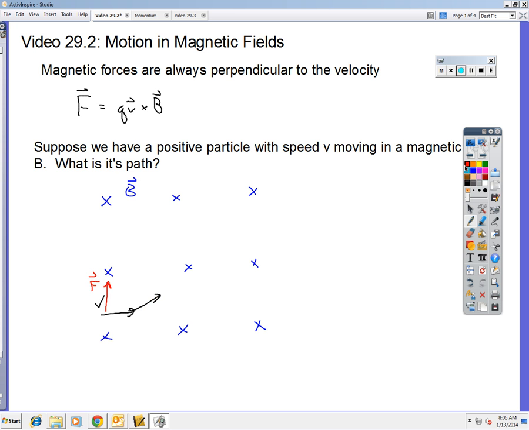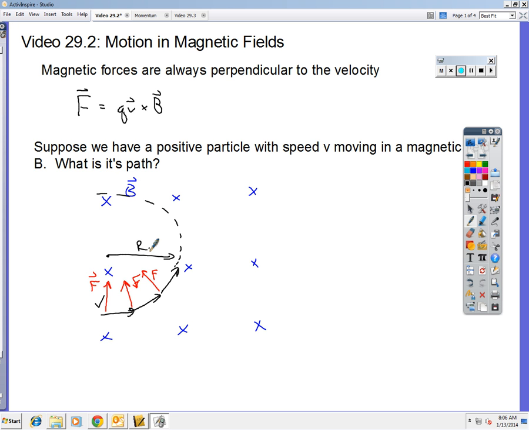And a little bit later, the force will point that way, which will make it curve some more. And the result is that the path of the particle will make a circle. And that doesn't really surprise us, because we know that for something moving in a circle, the net force always points toward the center. It also tells us that the speed is going to be constant, just the direction will be changing.